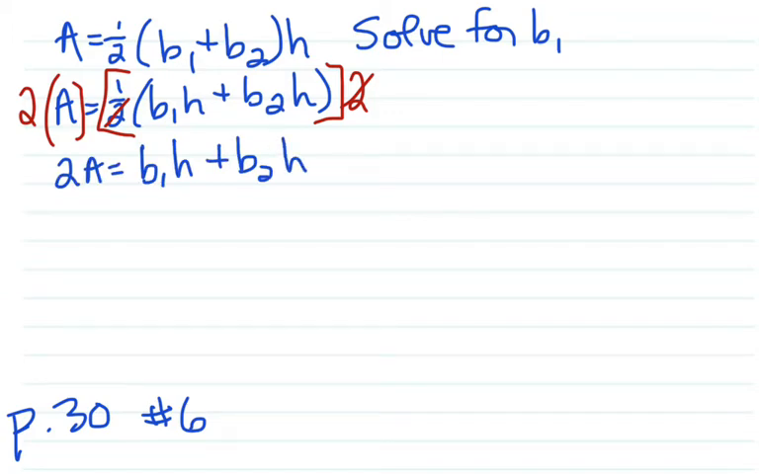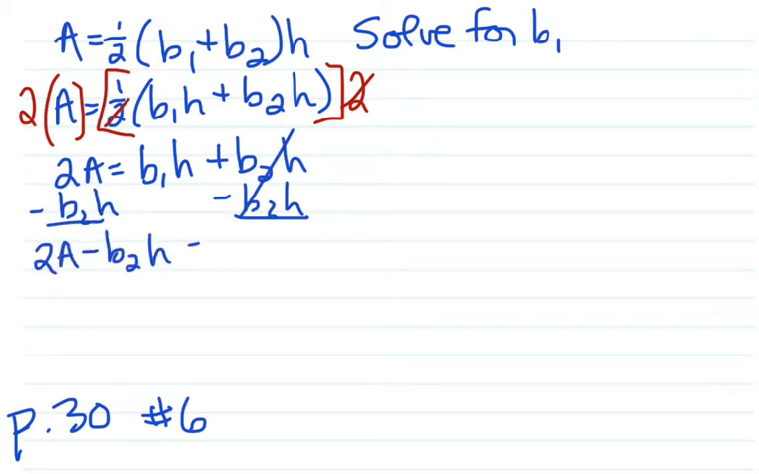So now I've got 2a equals b sub 1h plus b sub 2h, and I'm still trying to get b sub 1 alone. So I'm always going to get rid of the thing that's attached by addition or subtraction first, and that's that b sub 2h. So I'm going to subtract that from both sides. That'll go away on the right, turn into a 0.